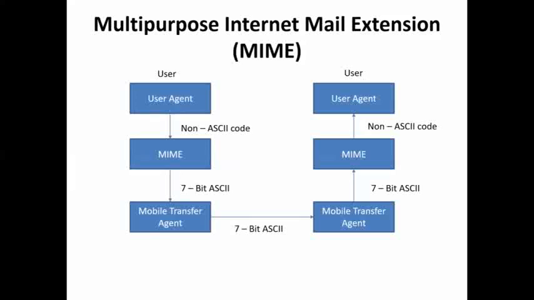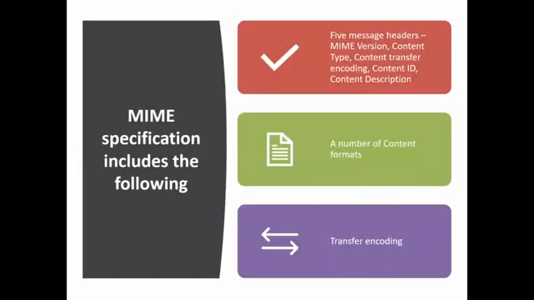So for converting non-ASCII code into 7-bit ASCII code, we use what? MIME. That is Multi-purpose Internet Mail Extension, the MIME technology. Then the MIME specification includes the following things. One is the five message headers.